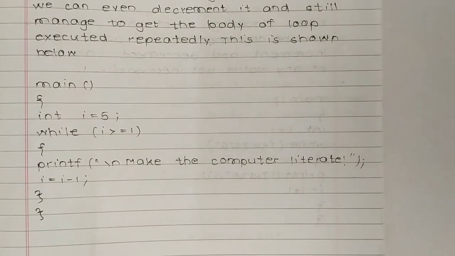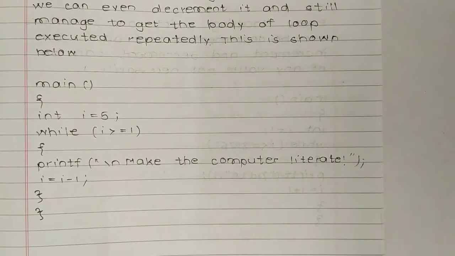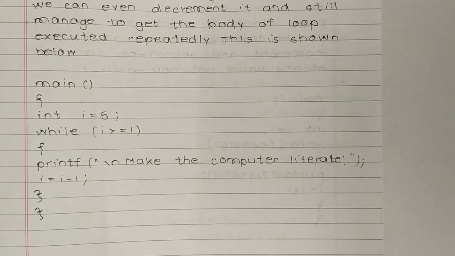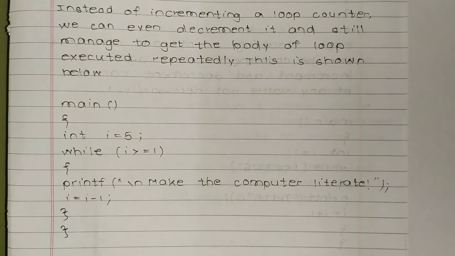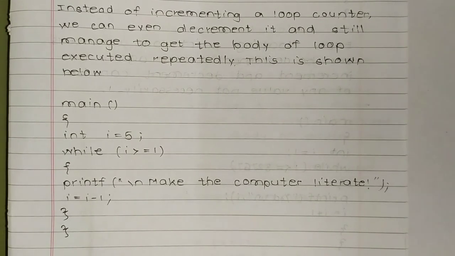Now int i = 5, while i >= 1, printf in the next line "Make the computer literate", i = i - 1. So this is a program for decrementing. Just like incrementing, this is a program for decrementing values.